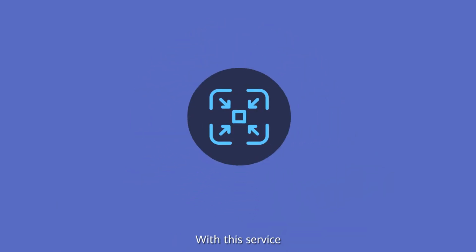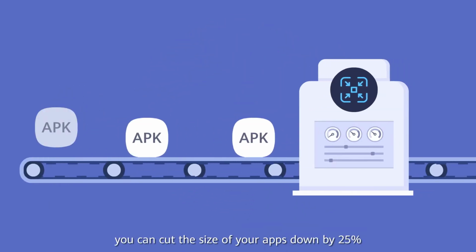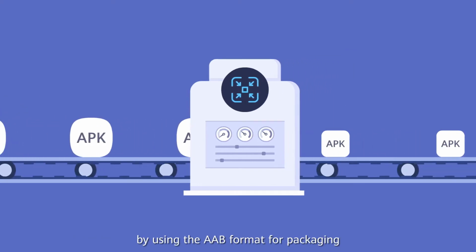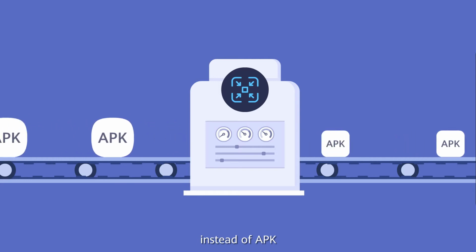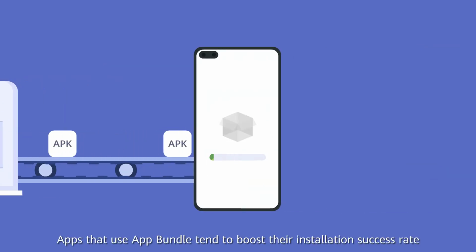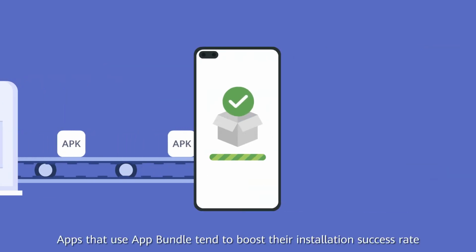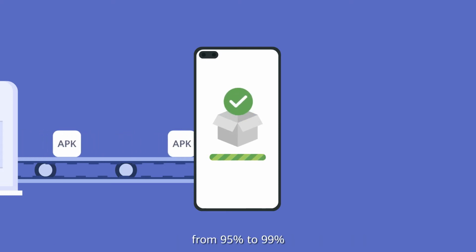With this service, you can cut the size of your apps down by 25% by using the AAB format for packaging instead of APK. Apps that use App Bundle tend to boost their installation success rate from 95% to 99% and see higher update rates with fewer uninstalls.